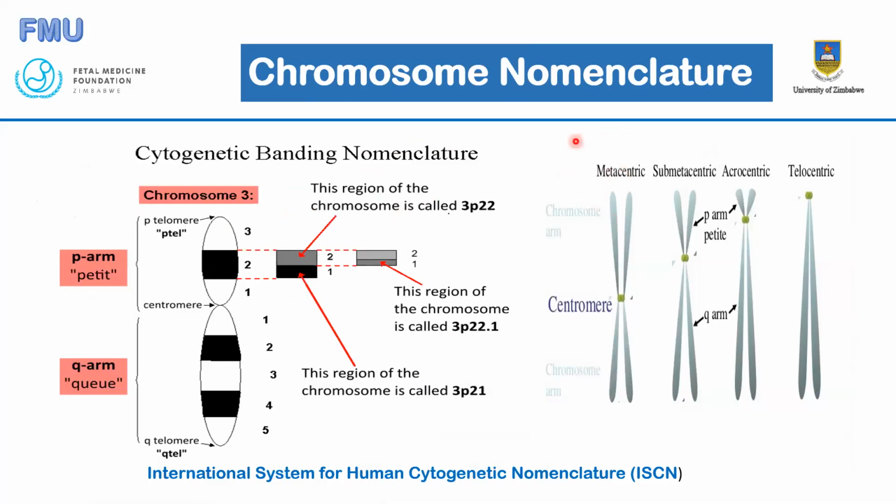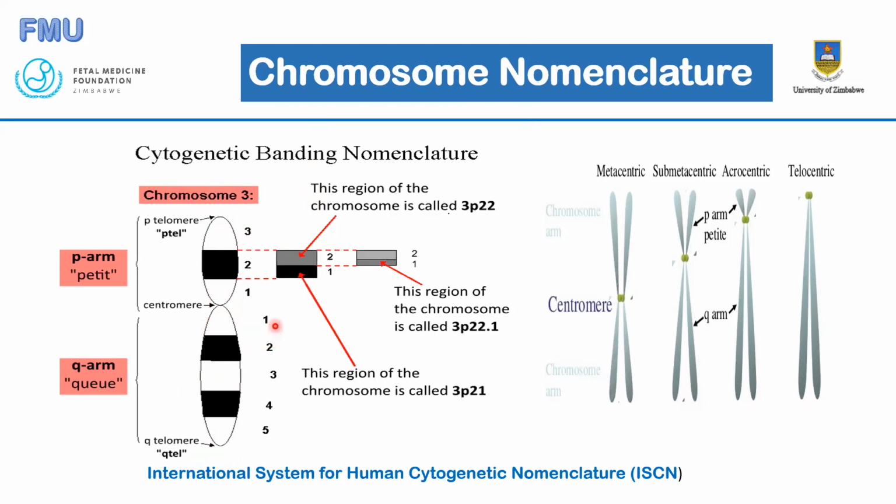To just revise a little bit of the cytogenetic nomenclature, the chromosome nomenclature, so that we understand how some of the syndromes are named and so forth. So when you look at the chromosomes, the short arm is called the P arm. The long arm is called the Q arm. So the chromosome is divided according to these white and black bands. We will describe how these bands come about.